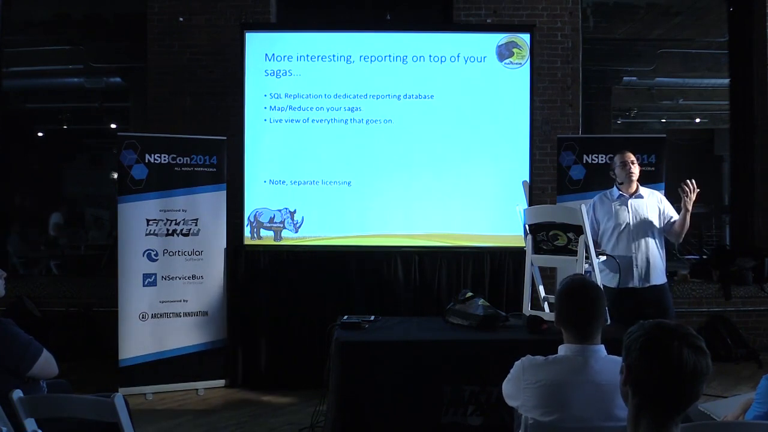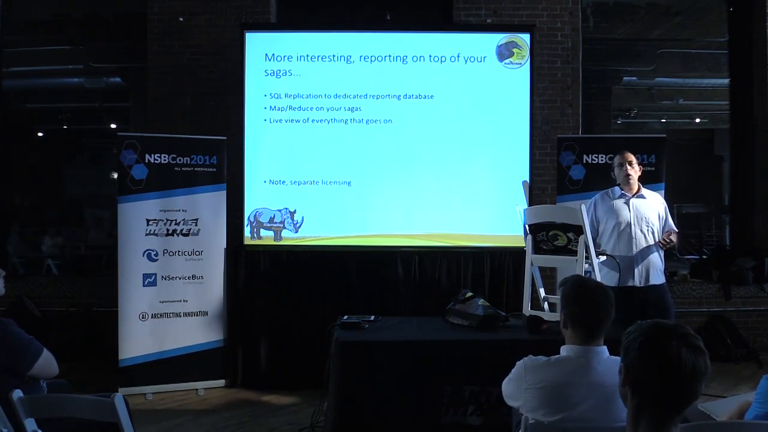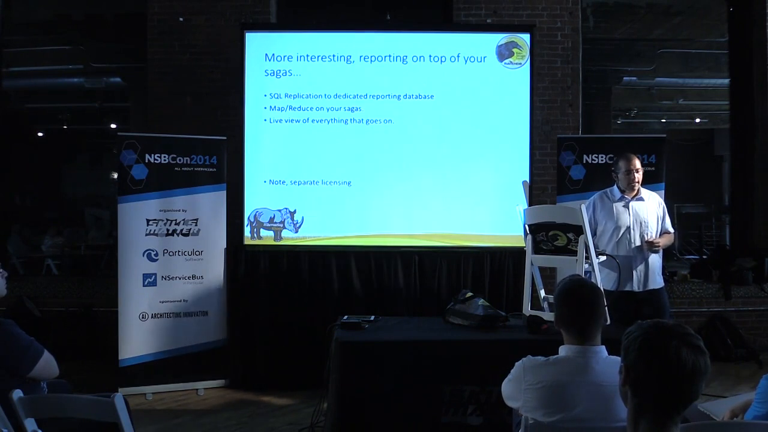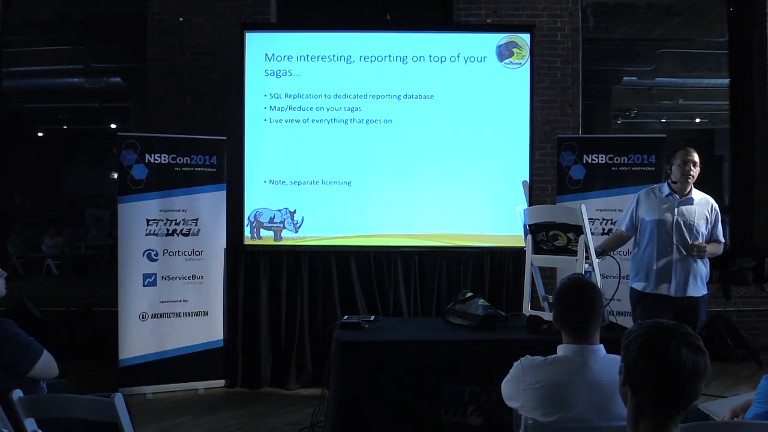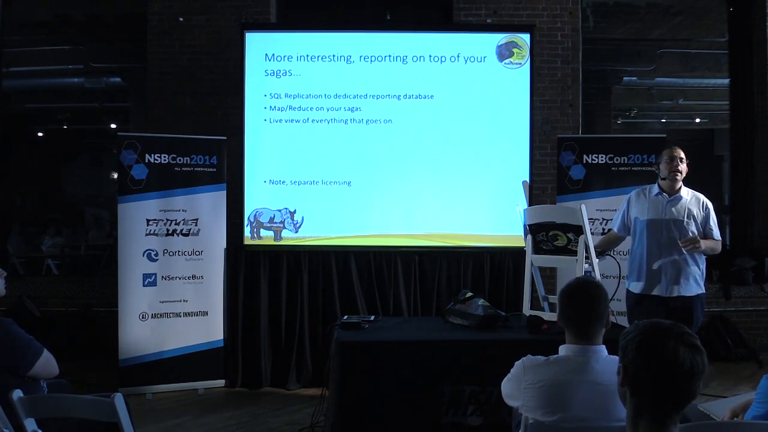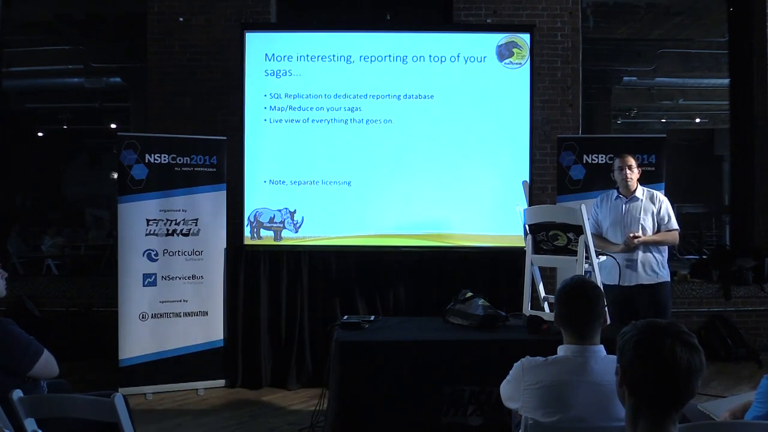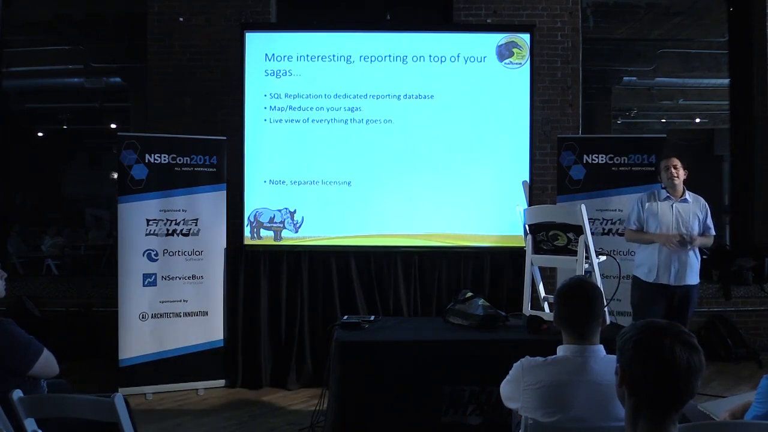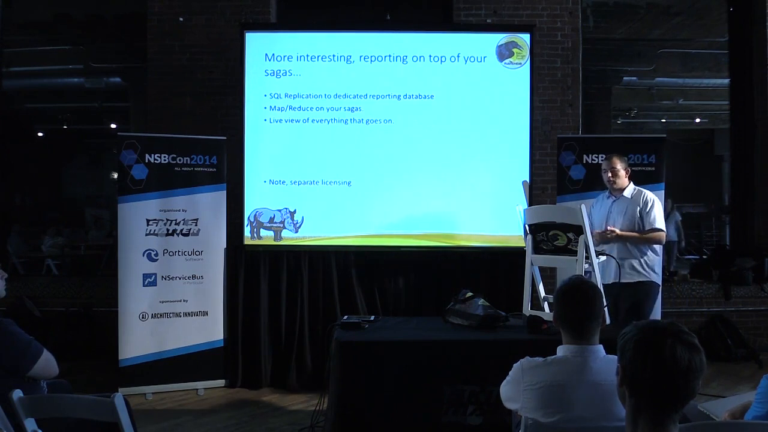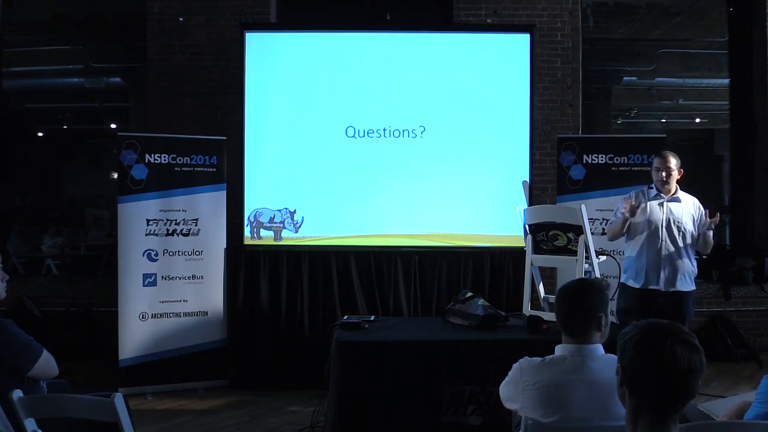You can have map-reduced information. So I want to see how many of my sagas are in the open state. I want to get the data out to a reporting service. Maybe I want to do an OLAP cube. A lot of that can be done very easily. I don't have enough time to actually demonstrate that, but that's it.